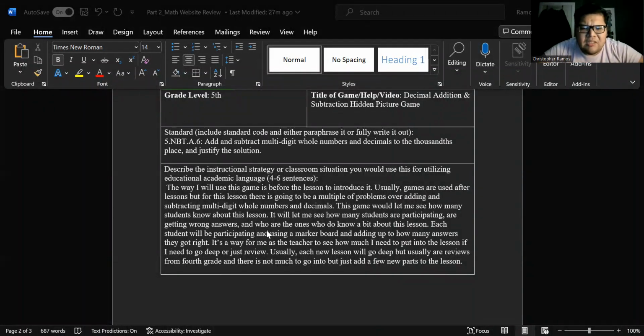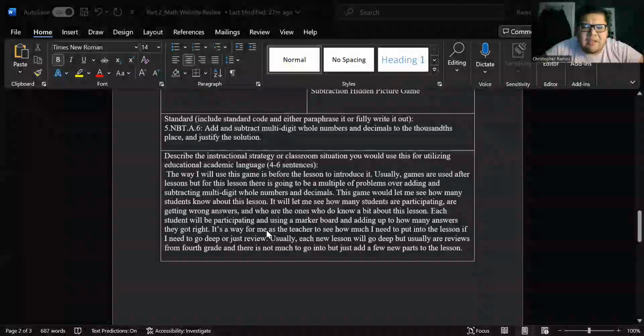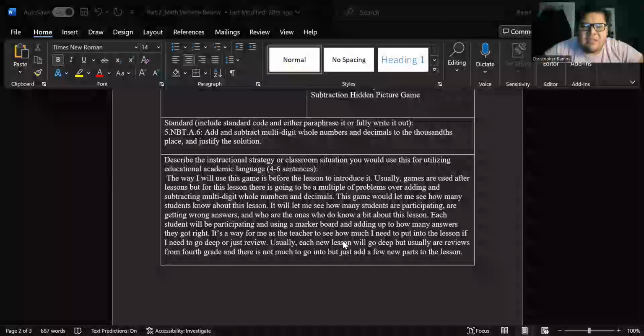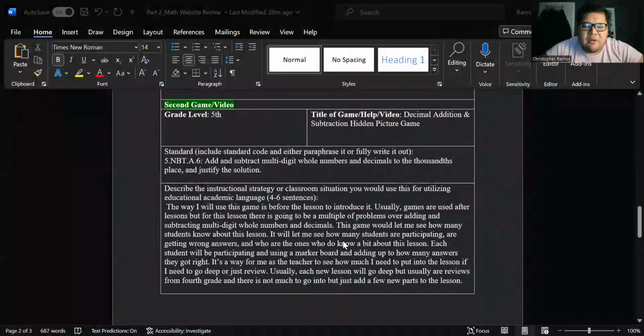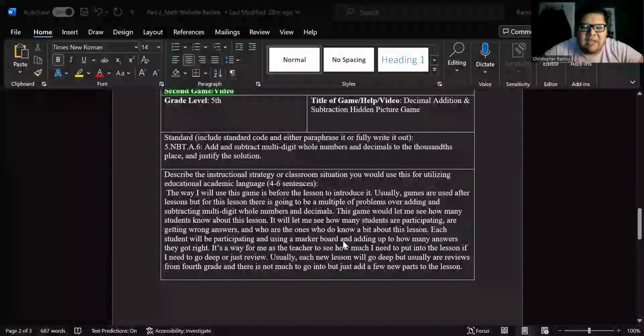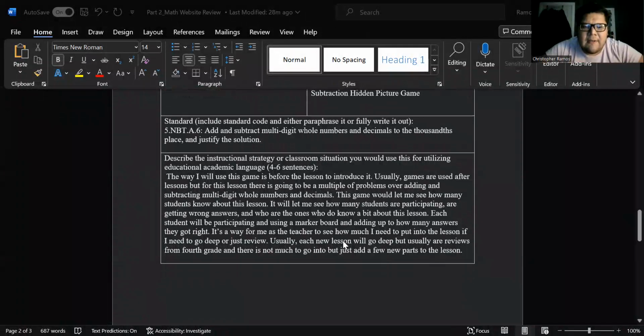The picture game is basically where it just gives problems, and each problem we get right, it would reveal part of the picture. It's just a fun way to play the game before the lesson, and it'd be something that fifth graders would enjoy because they love games. It'd be a good way to start off the lesson and use the game before the lesson.